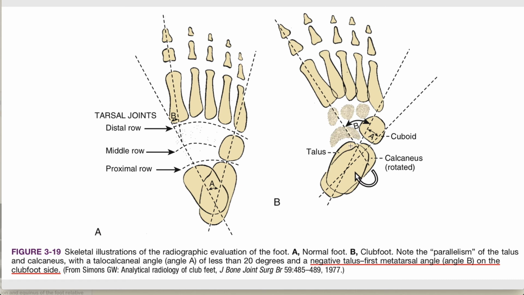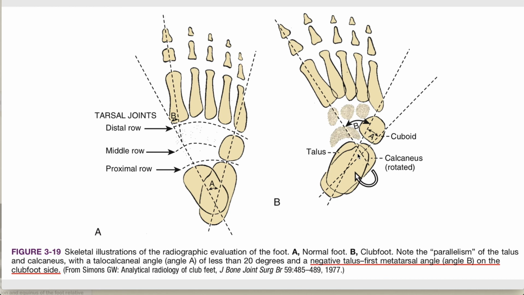You could see here that in CTEV, because there are tight medial structures, the whole foot is derotated medially. You could see here that there will be parallelism of the talus and the calcaneus because of its rotation, as opposed to a normal foot where the talus and the calcaneus are diverged. You could see here that it somehow converges.